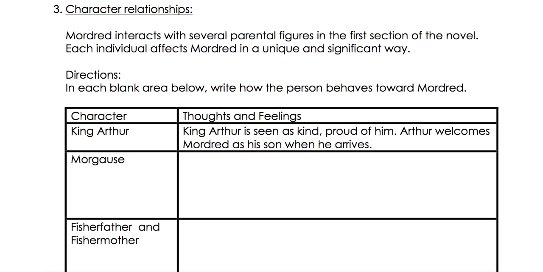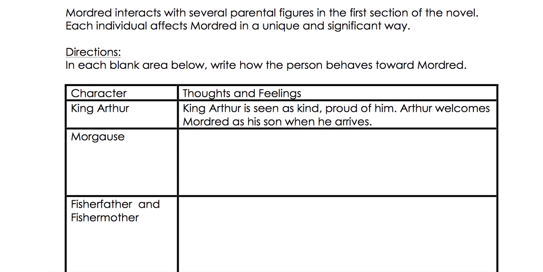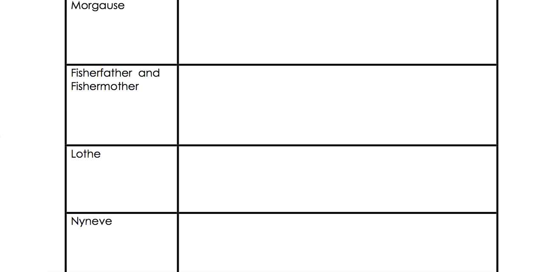Now, Mordred at the beginning of our story lives with Fisher Father and Fisher Mother, but he encounters some other individuals as well that help to parent Mordred. So in the blank areas below, you're going to talk about each of these characters and explain how this person or group of people behave towards Mordred. Now, King Arthur's already done for you, so you want to have at least 2 to 3 sentences explaining how each of these characters interact with Mordred.